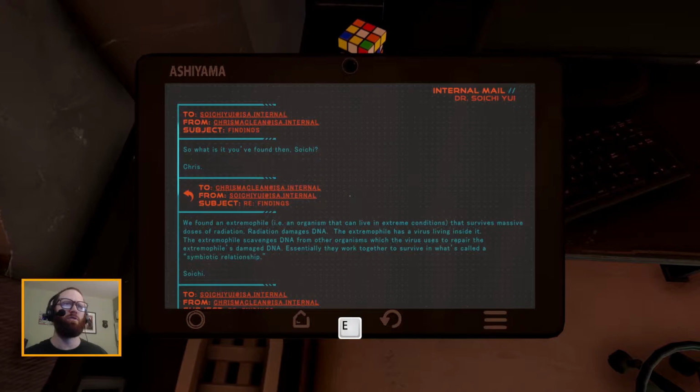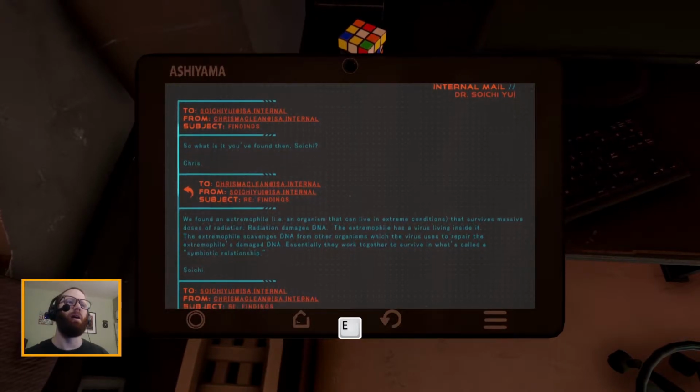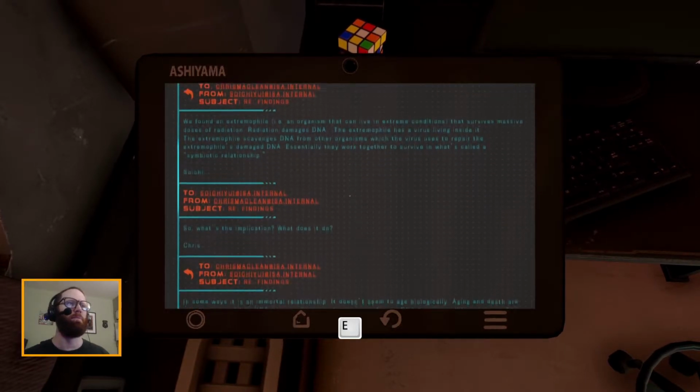So Chris, we found a wonderful thing, an organism that can live in extreme conditions, that survives massive doses of radiation. Radiation damages DNA. The extremophile has a virus living inside it. The extremophile scavenges DNA from other organisms which the virus uses to repair the extremophile's damaged DNA. Extremophile. I hope I'm saying that right. Essentially, they work together to survive in what's called a symbiotic relationship.